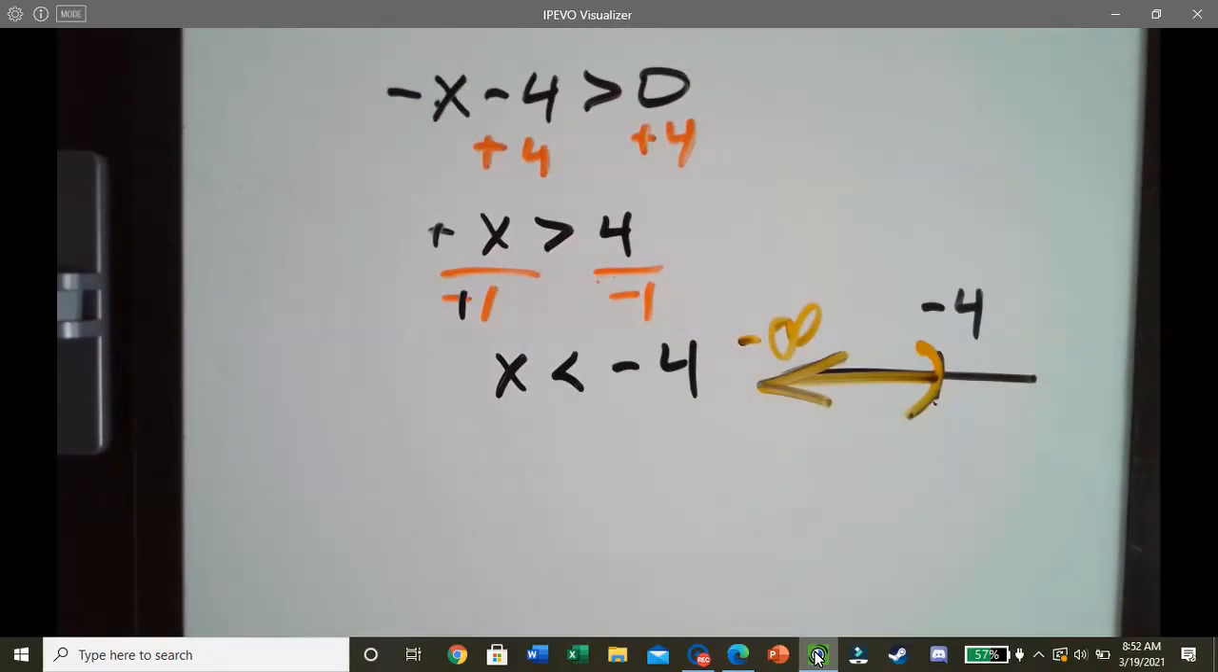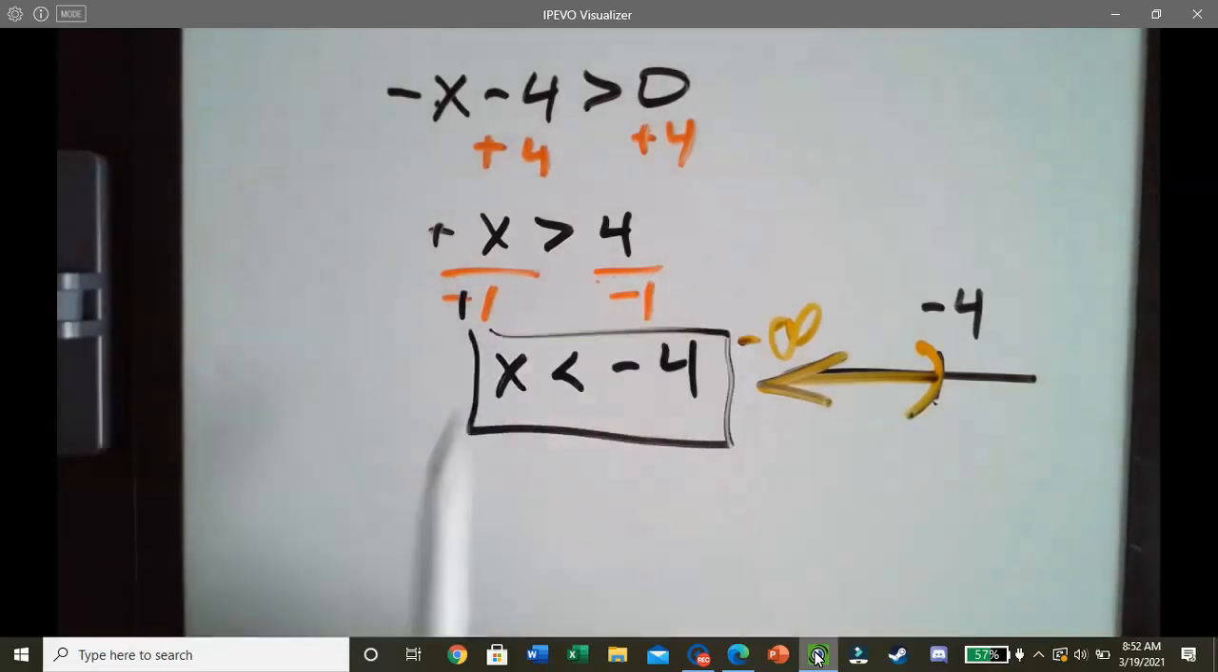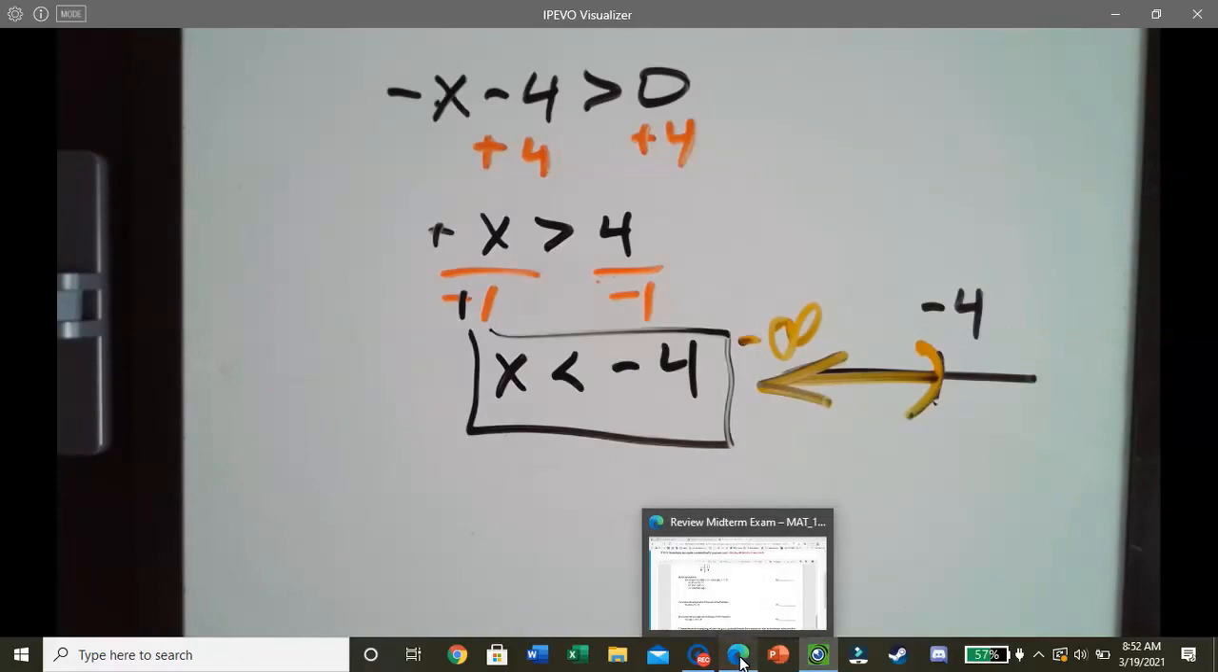So let's see if they use interval or set notation for the solution. Which number is this? 14. Okay, so we're done here. They don't want you to put it in any other form. Okay, so any other questions there?